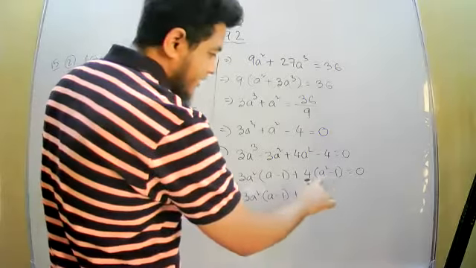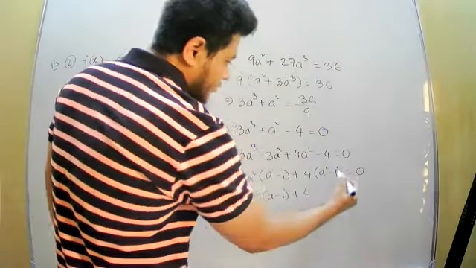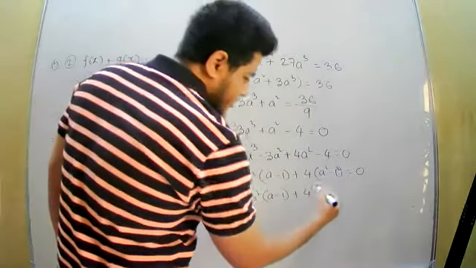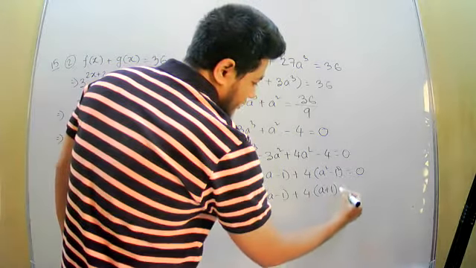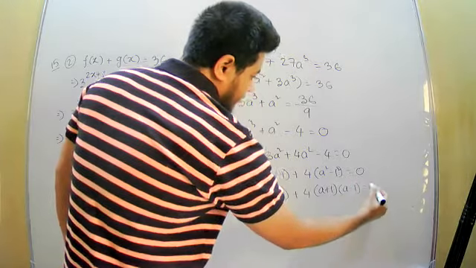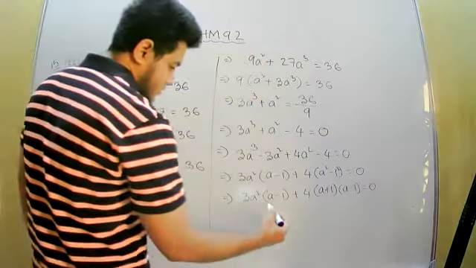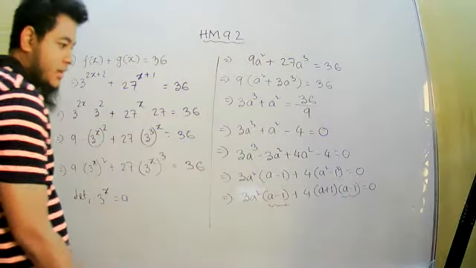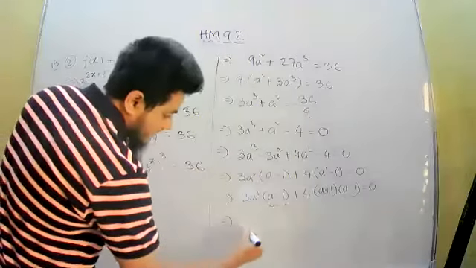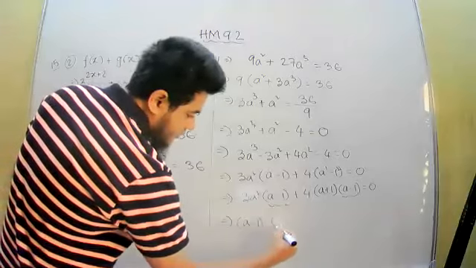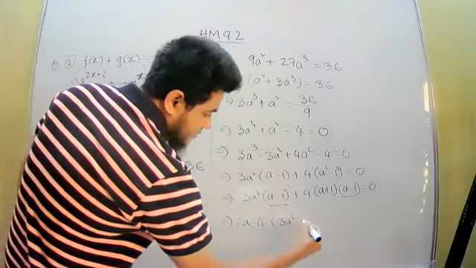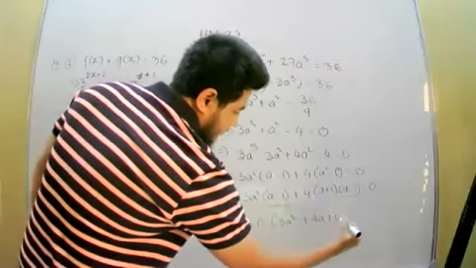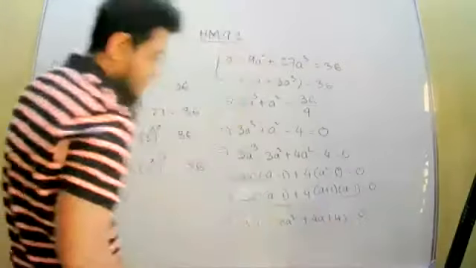Now you can see that a square minus 1 can be written as 1 square. I can write it if I want to. Then a square minus b square formula, (a plus b) into (a minus b) equal to 0. So from here, a minus 1 can be taken common. So if I take a minus 1 common, then what I will get? 3a square plus 4 into a, 4a, 4 into 1, 4 equal to 0.